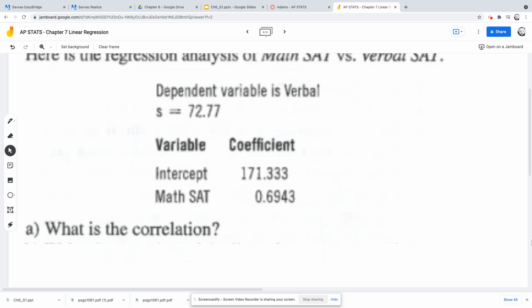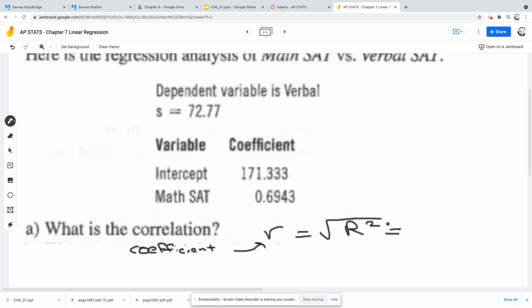I think when they say correlation, they're talking about the correlation coefficient. So they should have said coefficient. Then the coefficient, and so remember that R is the correlation coefficient, and that's equal to the square root of R squared. Okay?